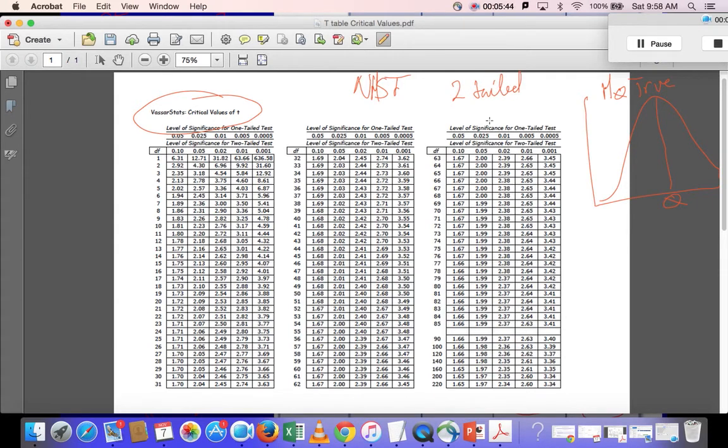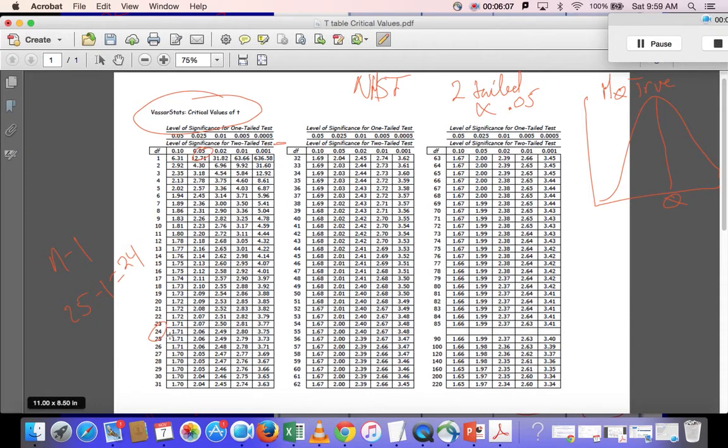And in my two-tailed test, I want to have an alpha level of 0.05. Okay, so 0.05 two-tailed test. So here's my two-tailed test, 0.05. And now I'm going to go down to 24 degrees of freedom because remember, in this particular case, degrees of freedom were equal to n minus 1. So we had 25 minus 1 equaling a value of 24.